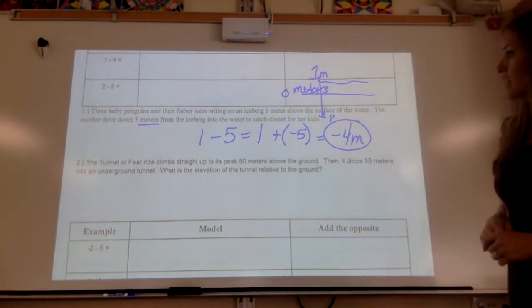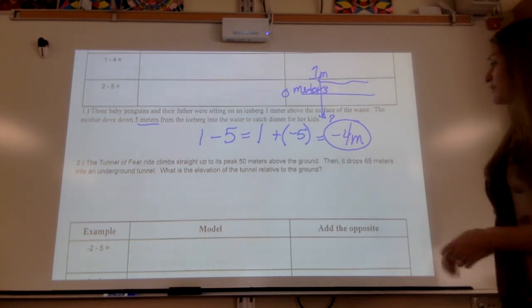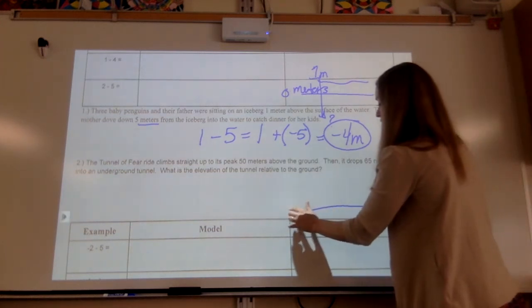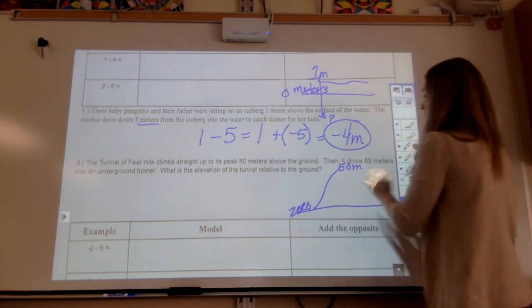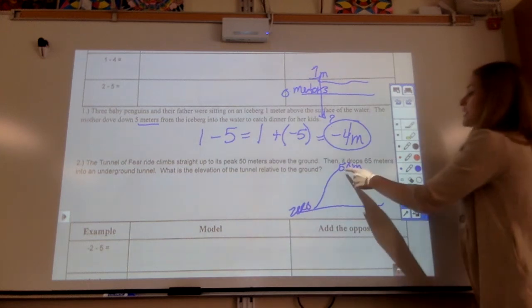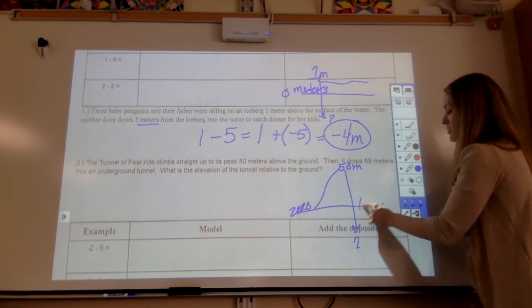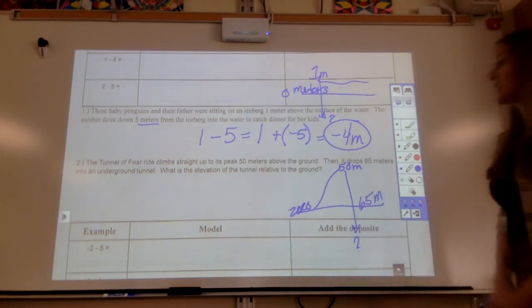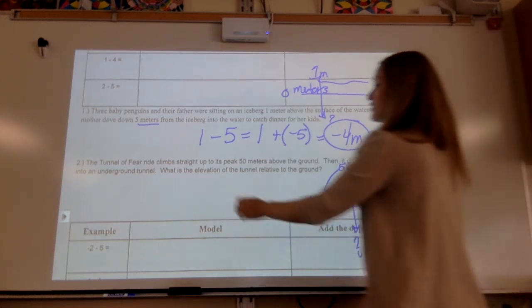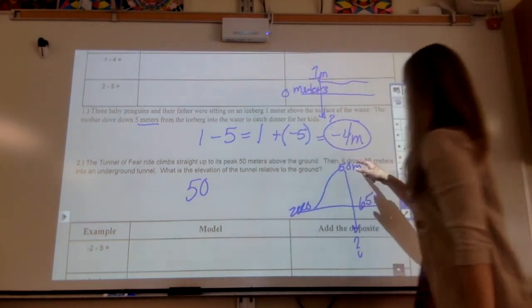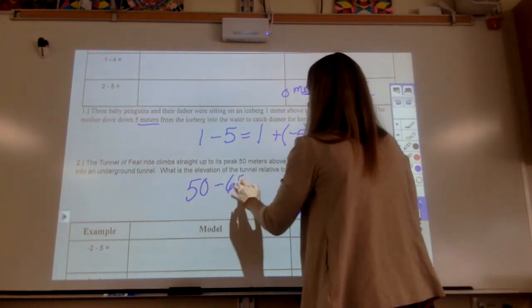Okay. Number 2, the Tunnel of Fear ride climbs straight up its peak 50 meters above the ground. So if here's our ground at 0, it climbs up 50 meters, and then it drops down 65 meters. We want to know what is the elevation of the tunnel relative to the ground. So if we're starting at 50, and then we're dropping, is that adding or subtracting? So hopefully in this case you realize it's subtracting.